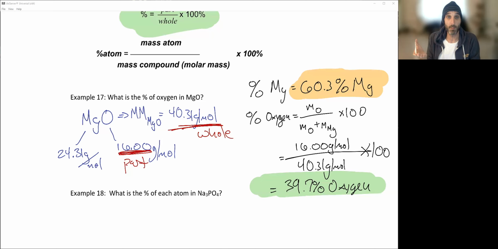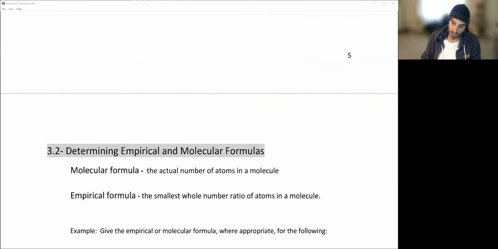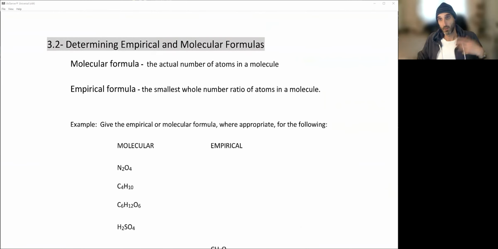So when you have one element left, because you'll notice in the next one, what is the percentage in each? You have to do 2. You could pick any ones you want, do sodium, then do phosphorus, and then everything else is going to be oxygen in the example 18. So it just adds up to 100. It should add up to 100. Good. And so do that one, try barium nitrate, and then we're going to take a look at 3.2, but I'm going to put it in the next video.